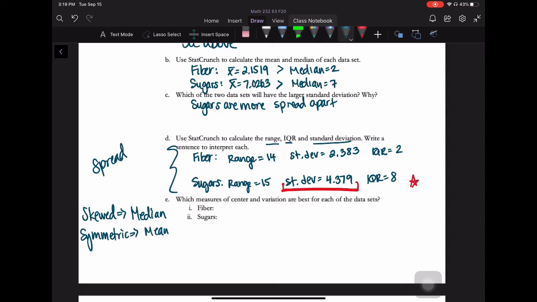Okay, well, fiber was skewed to the right, which means we're going to use the median. We could also use the IQR, center and variation. So the median goes with the interquartile range and the mean goes with standard deviation. And for sugars, we're going to use the mean and we're going to use the standard deviation as your measure of variability.